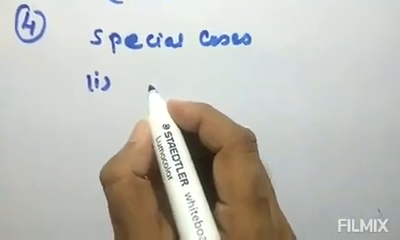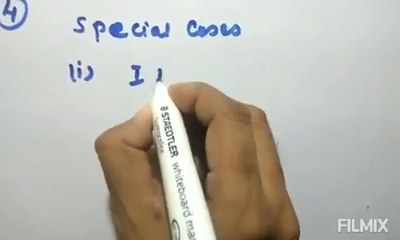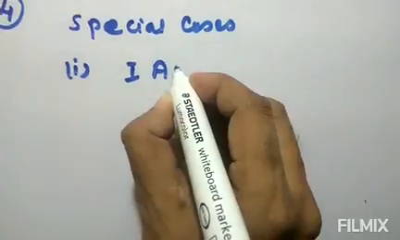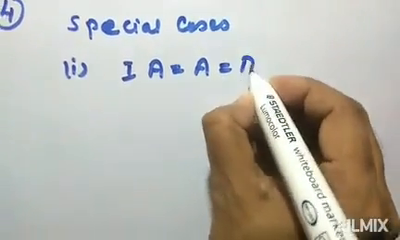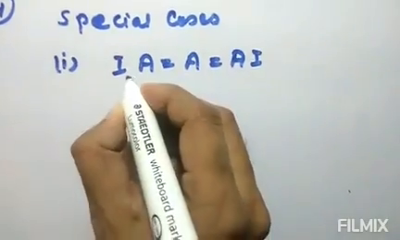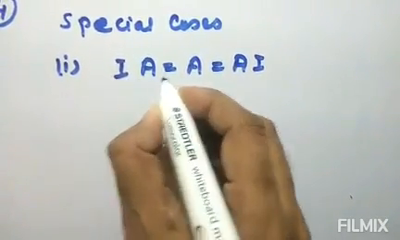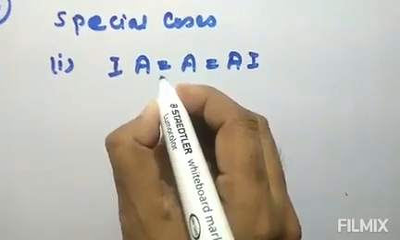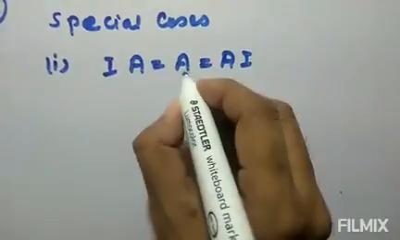Some special cases, IA equals to A equals to AI. I is a unit matrix and A is a matrix. And so IA equals to A, or AI also equals to A.